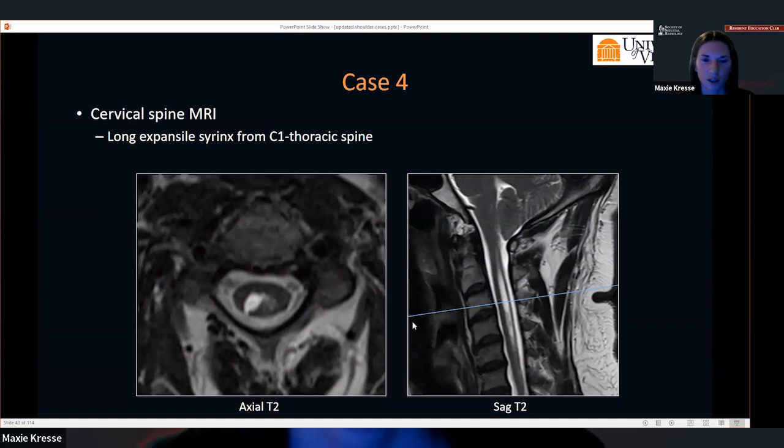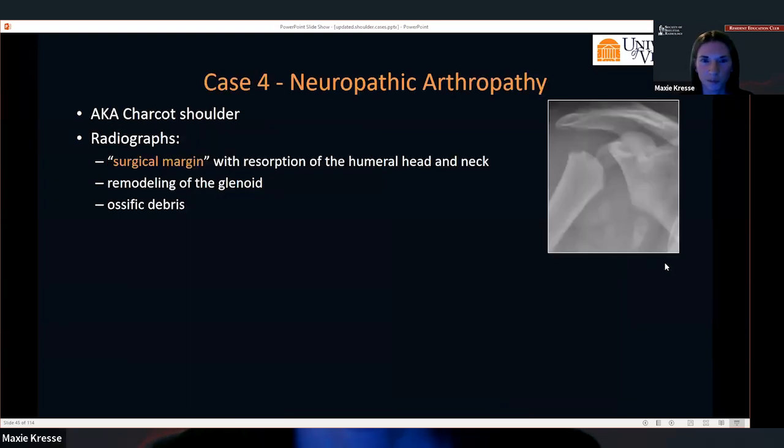On the axial image, this blue line is showing the level of the axial image, and you can see it takes up a decent diameter of the cord and kind of explains why this patient is having symptoms. They also have herniation of their cerebellar tonsils here, so they have a Chiari 1 malformation. As some of you mentioned in the chat box, this is a case of neuropathic arthropathy. It's also called Charcot shoulder.